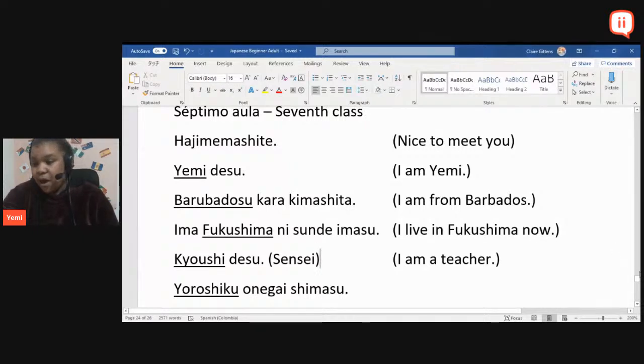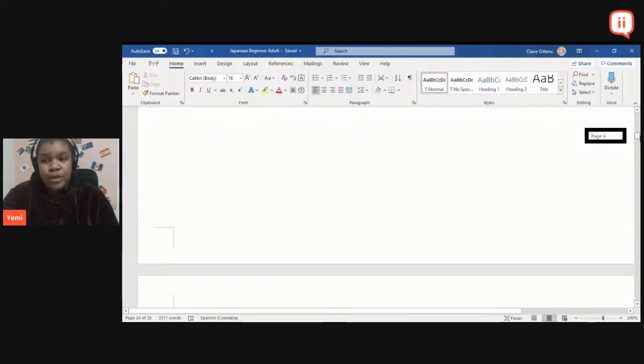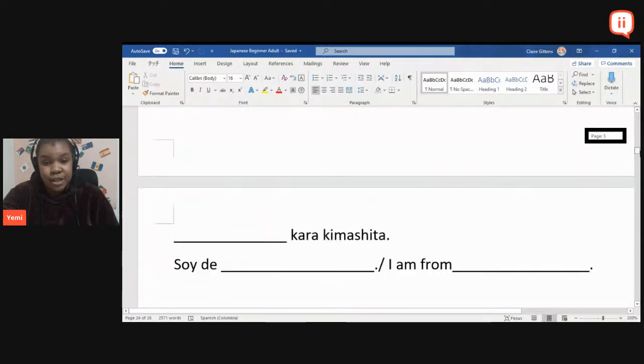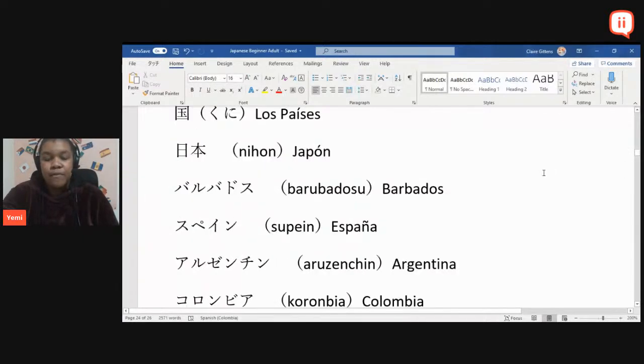Okay, so since we've got some new students today, let's just fly back up through here and go over some of the jobs and countries so that you can say your own job and country, okay? Of course, I live in Japan now. Japan is Nihon. Nihon ni sunde imasu. My original country, Barbados. If you're from Spain, Spain. It's pretty much the same because the U here is very short.